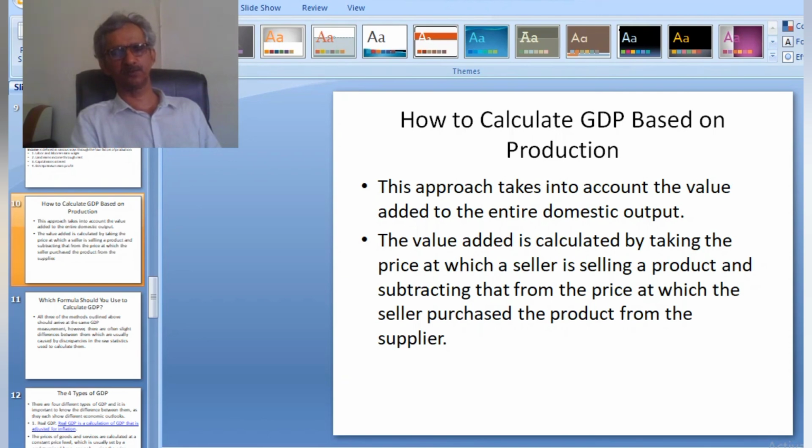If we say that a farmer has produced cotton, then the cotton is purchased by the ginning mill or the cloth factory, which converts the cotton into cloth, then they sell that cloth, and the cloth is purchased by the tailor master, who converts that cloth into shirts or suits, and then sells them to the consumers. So the farmer has added value, the ginning mill or cloth factory has added value, and the tailor master also added value to that production process.